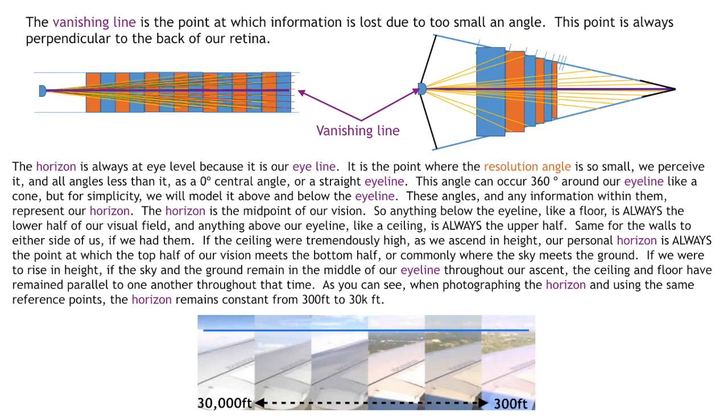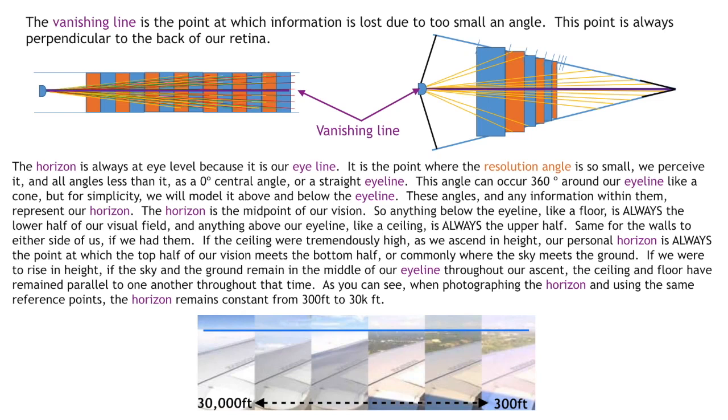If we were to rise in height, and if the sky and the ground remain in the middle of our eye line throughout our ascent, the ceiling and floor have remained essentially parallel to one another throughout that time. And as you can see, when photographing the horizon and using the same reference point, the horizon does remain constant from 300 feet to 30,000 feet. So you can take shots up in an airplane, and you can reference your camera, your phone, to the same exact spot, and you have to account for the change in pitch of the plane and the ascent angle and so forth.